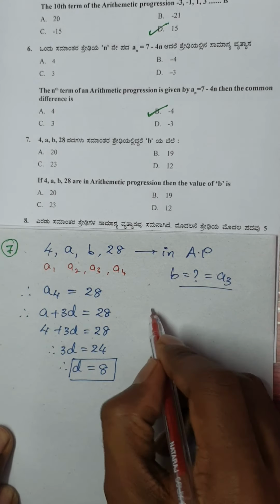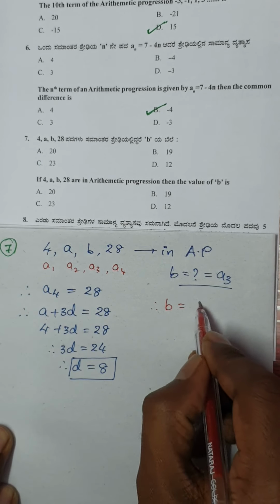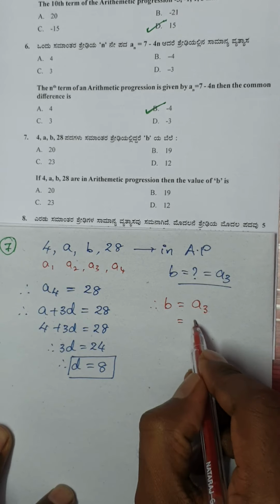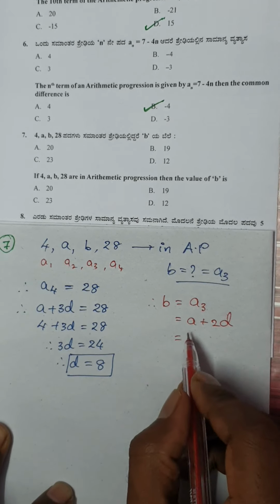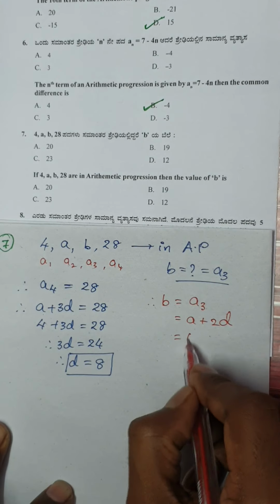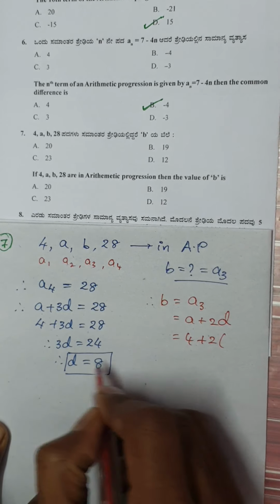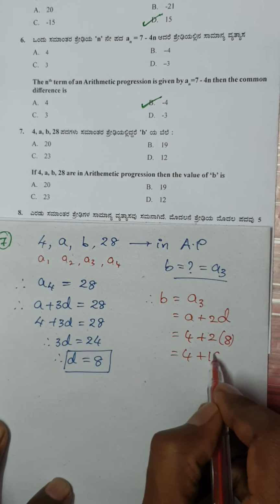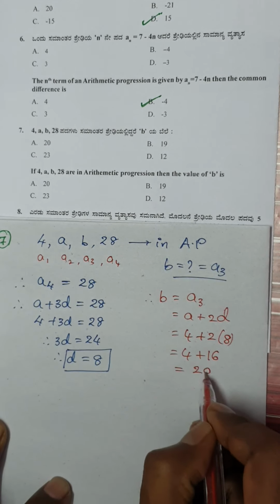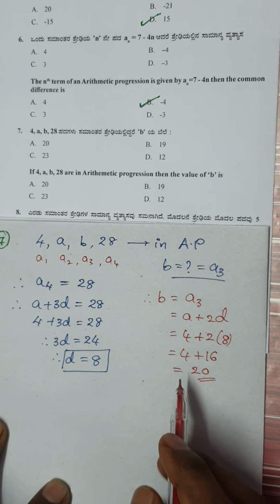Therefore, let me go for b, which is nothing but a3. So, what is the value of a3? It is a plus (3 minus 1), that is nothing but 2d. So this is equal to a value I have, which is 4, plus 2 into the d value, which is 8. So this is nothing but 4 plus 8 2s are 16. 16 plus 4 is 20. So the b value is 20.